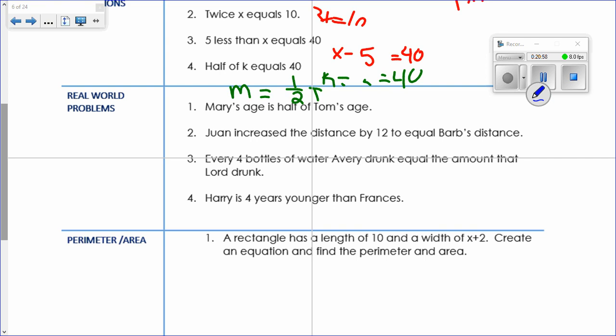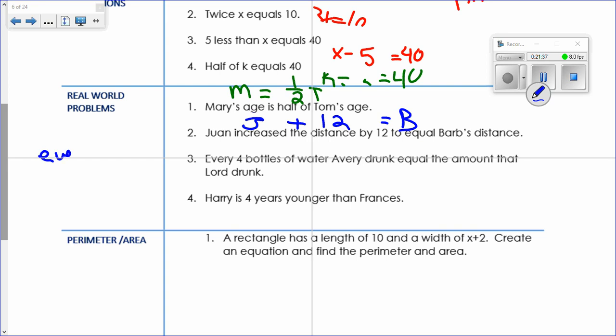All right, number 2. What does increase by mean? Right there. What does increase mean? Addition. You're adding. So you're going to put a plus symbol here. You're adding what? 12. And you're going to write equals. Equals what? What's a good letter? B for Barb. What's a good letter for 1? J.